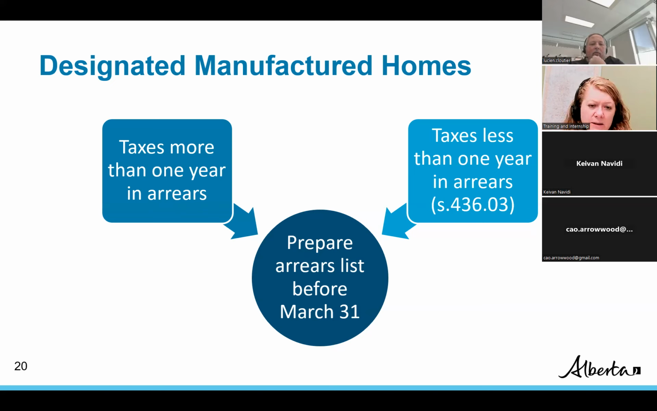So in Division 8.1, a DMH may also be added to the list if it is less than 1 year in arrears. So that's the first policy decision. Under section 436.03, the policy decision could be made, and the policy could outline the circumstances under which the municipality would take this action, the action of making taxes for DMHs in arrears for less than 1 year.